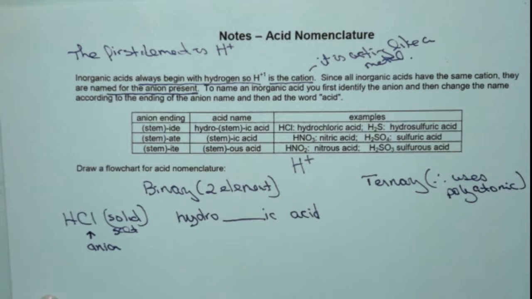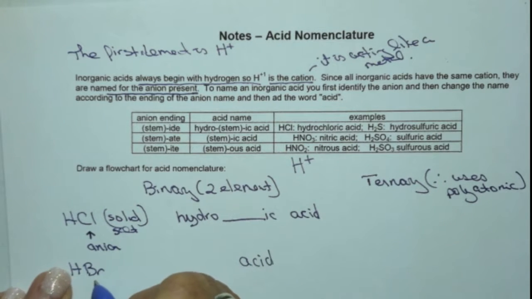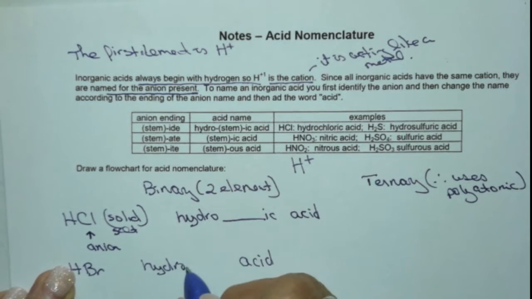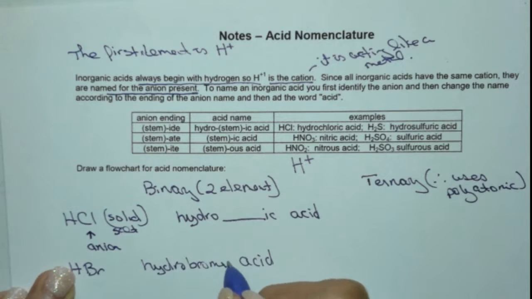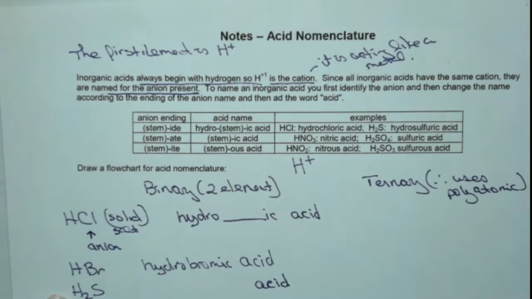I can also, for example, write HBr. I see that it's two elements, therefore I'm going to write the word acid. I see that this is bromine. Because there's two elements, I use the prefix hydro. This would be hydrobromic acid. H2S, two elements. I write the word acid for the hydrogen. Two elements, I'm going to write the prefix hydro. Sulfur, sulfuric acid.